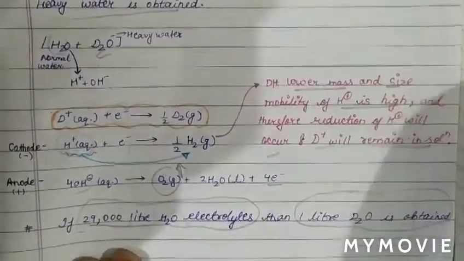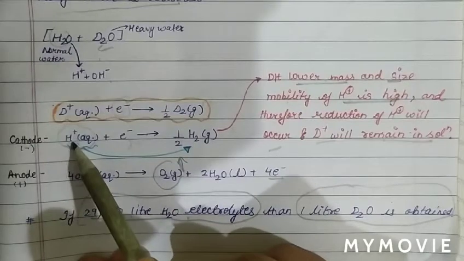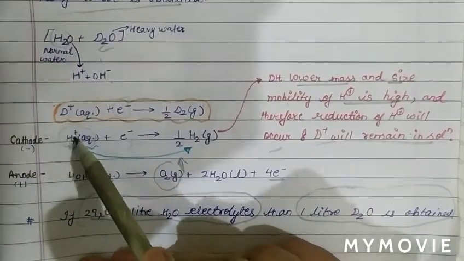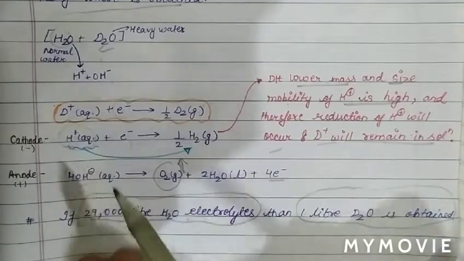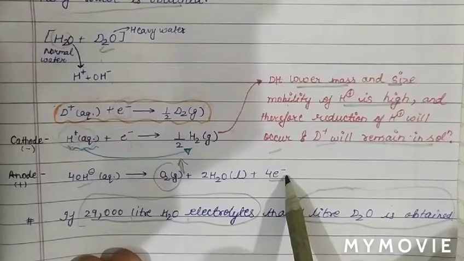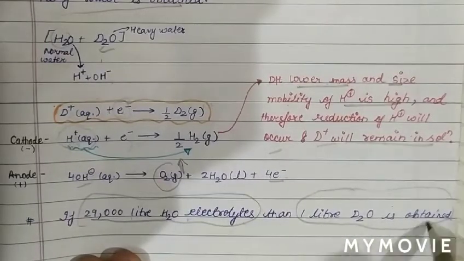And which ion will reduce? H plus ion will reduce due to small size and low mass, and mobility of H plus ion is high. Hence H plus ion will reduce and D plus will remain in the solution. OH minus gets oxidized into O2 at the anode. For 29,000 liters of water electrolysis, we get only 1 liter of D2O.